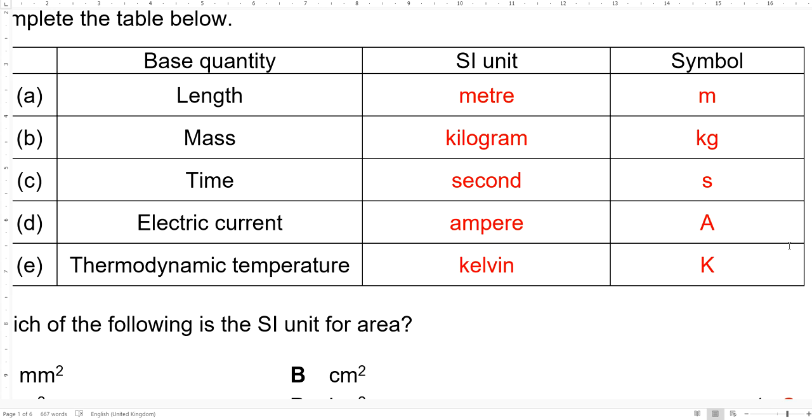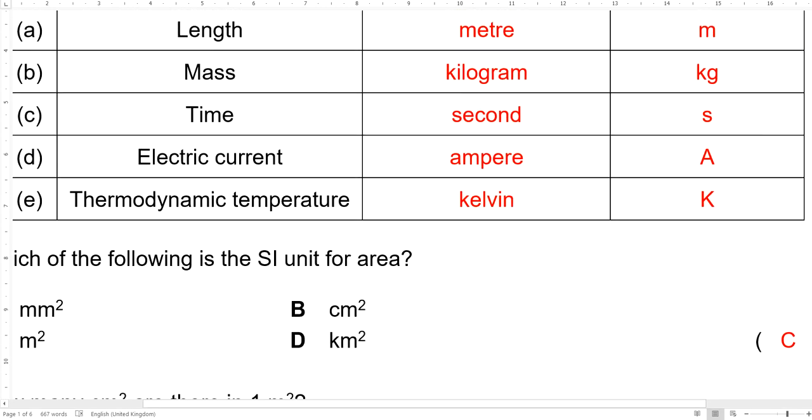Okay? So let me just do a quick check. What is the SI unit for mass? You cannot tell me kg. Kg is the symbol. What do you have to say? What is the SI unit for mass? Kilogram, yes. What is the SI unit for time? Yes, seconds. What is the SI unit for length? Meters. Okay, very good. So for the rest of the other 4, please go and find them out yourself.